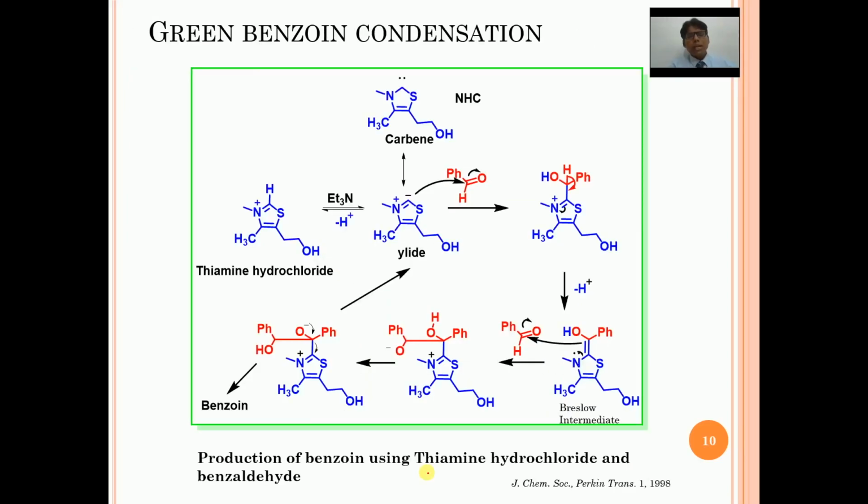So when cyanide is risky, then there has to be some green benzoin method. One scientist named Breslow introduced thiamine hydrochloride as a catalyst to carry out this particular benzoin condensation. So how did he do that?